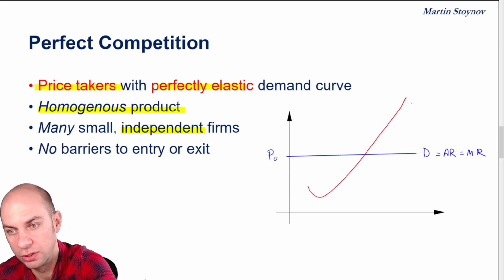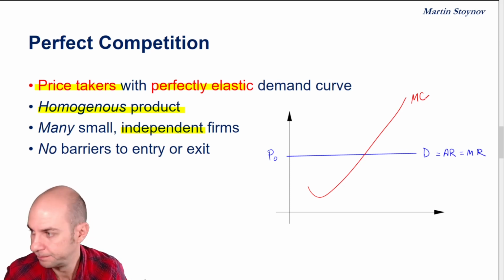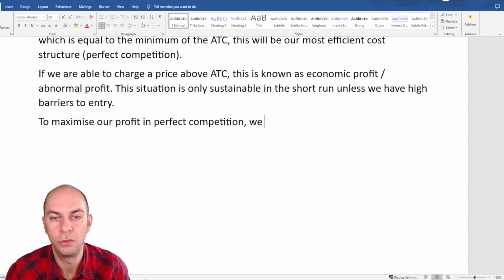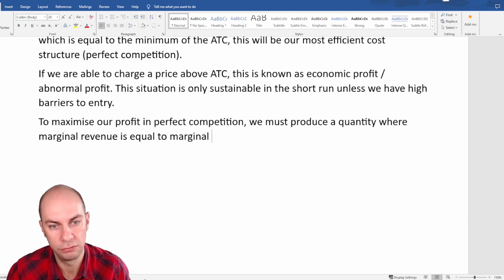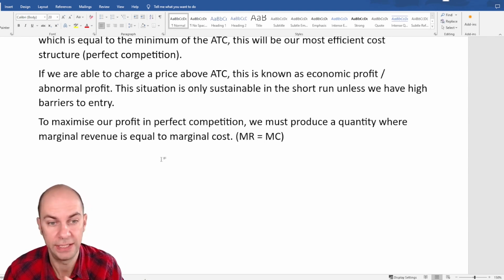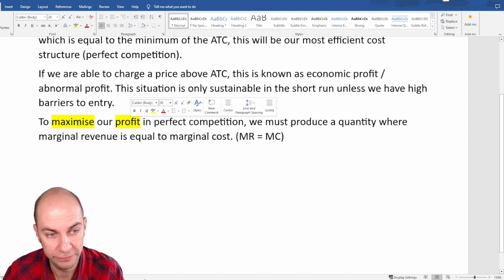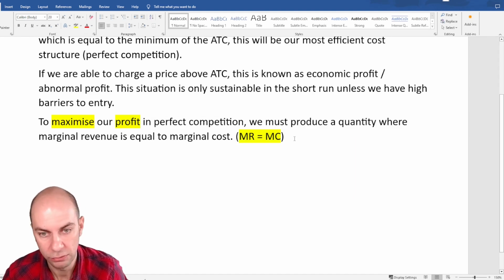So then what else do we have here? We've got our marginal cost curve. And we also know, so this is very important, to maximize our profit in perfect competition, we must produce a quantity where marginal revenue is equal to marginal cost. There you go. Boom. So we are looking for this condition, MR equals MC. That is our profit maximization point. This is what we are trying to do, maximize our profit. So if you want to maximize your profit, what do you do? You produce where marginal revenue is exactly equal to marginal cost.